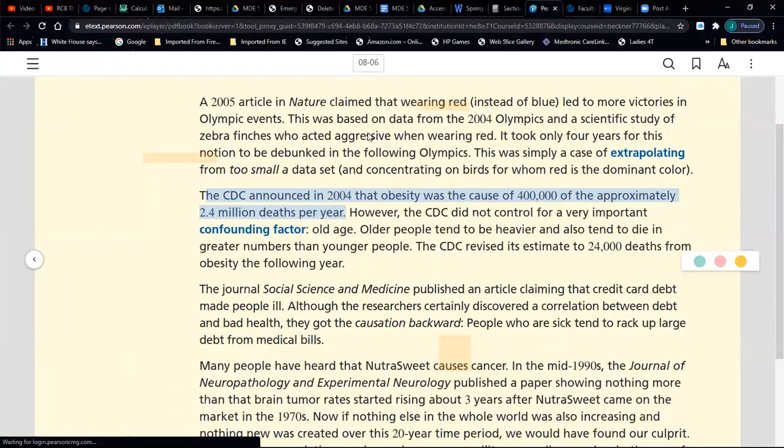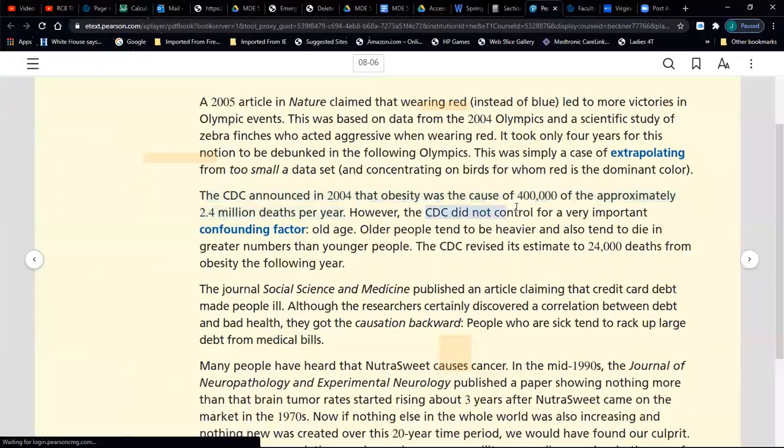And the CDC, the Center for Disease Control, said that about 400,000 of those 2.4 million deaths... that's 17% rounded to the nearest whole, it's 16.7%, whatever. 17% of deaths are caused by obesity. So they published an article or announced, whatever. They said causation: obesity is causing 17% of deaths.